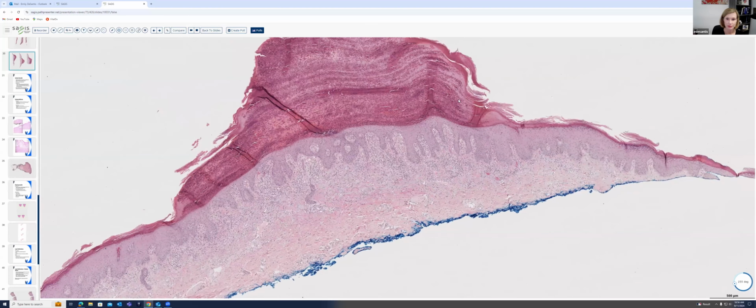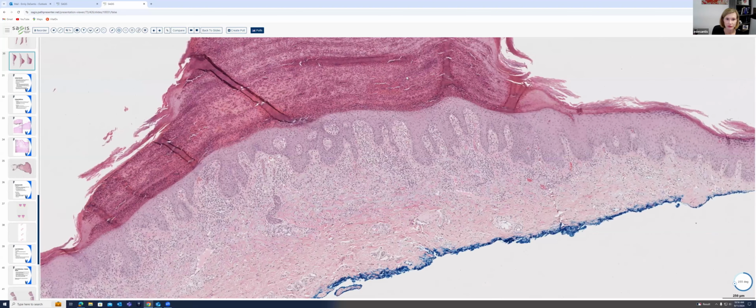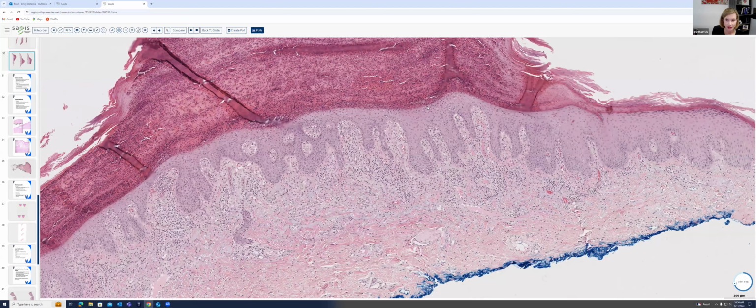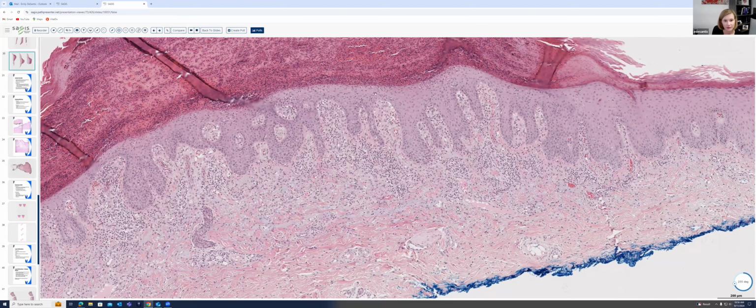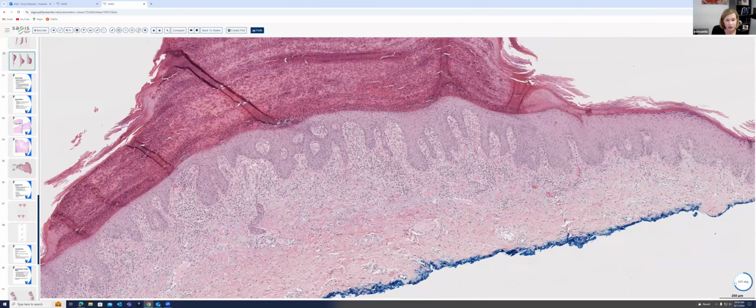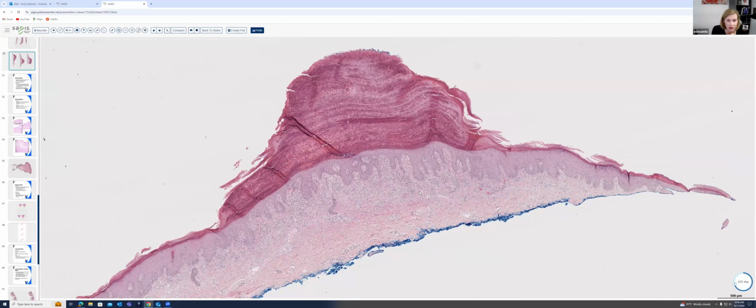In this case, again, as we go to higher power, we see a lot of intracorneal neutrophils, some intraepidermal neutrophils, kind of forming these spongiform pustules, lack of a granular layer, acanthosis, and then a dermal inflammatory infiltrate that consists predominantly of lymphocytes. But in this patient, when considering the clinical pathologic correlation, the patient was a chronic alcoholic who was very malnourished, and this actually ended up being a case of zinc deficiency. And when the patient was treated, these plaques eventually resolved.